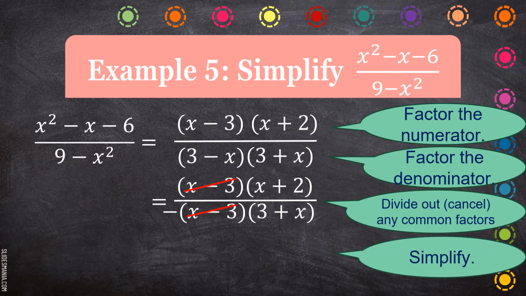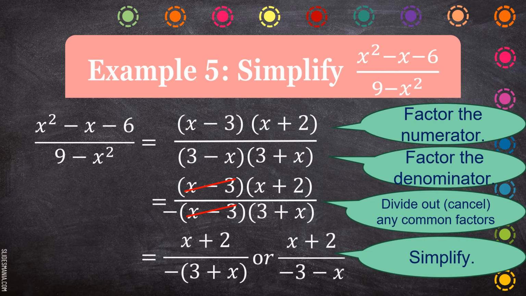Okay, now we can simplify. So the remaining factor in the numerator is x plus 2, and the remaining factor in the denominator is negative quantity 3 plus x. Or we can simplify that as x plus 2 all over negative 3 minus x.